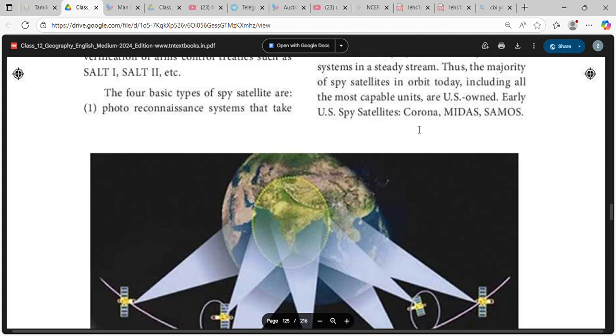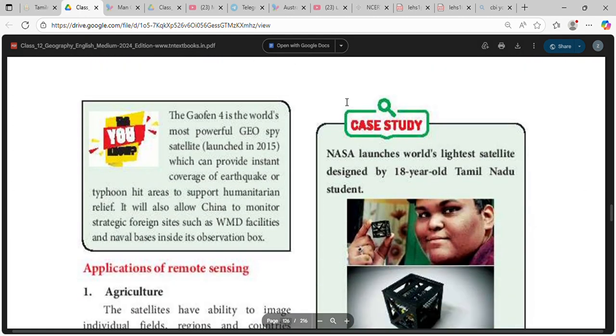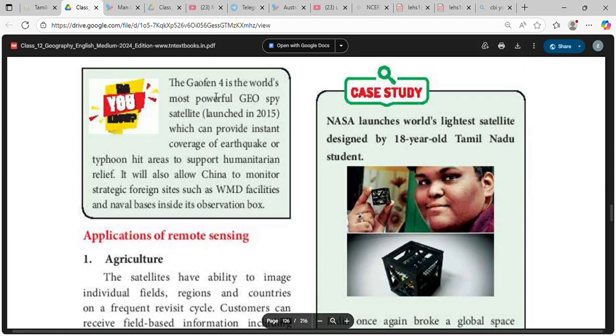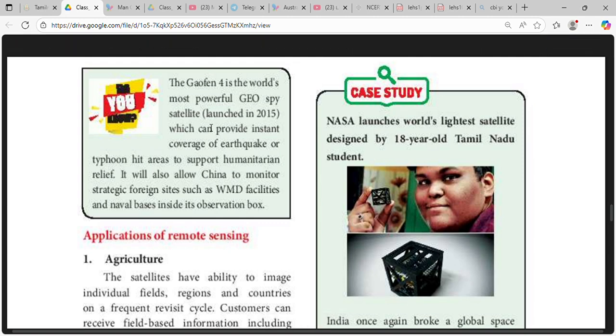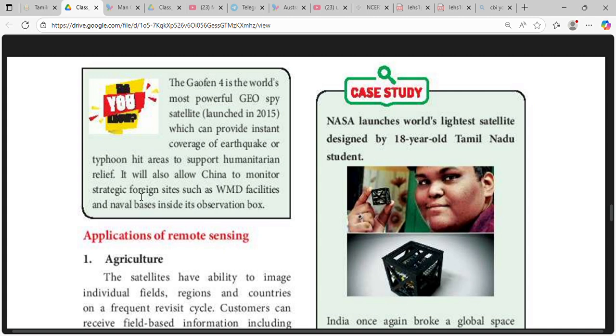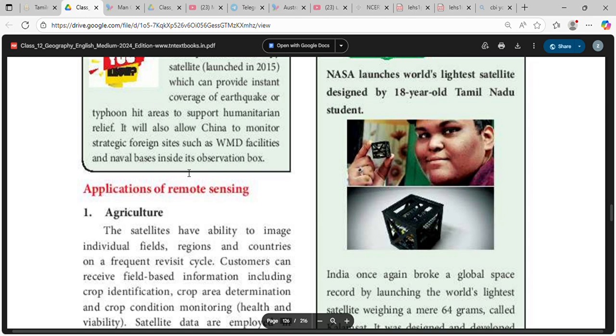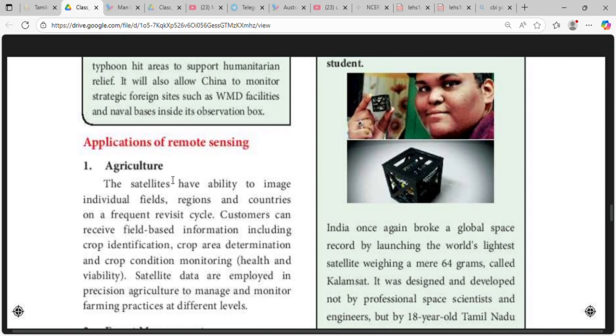Early US spy satellites: Corona, Midas, Samos. The Gaofen 4 is the world's most powerful GEO spy satellite, launched in 2015, which can provide instant coverage of earthquake or typhoon hit areas to support humanitarian relief. It will also allow China to monitor strategic foreign sites such as WMD facilities and naval bases inside its observation box.